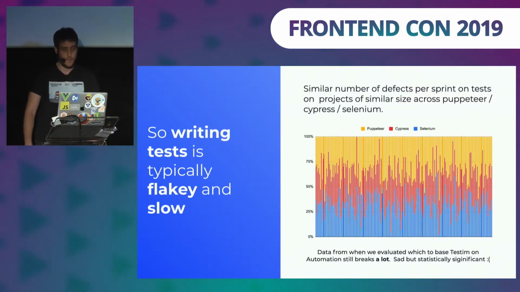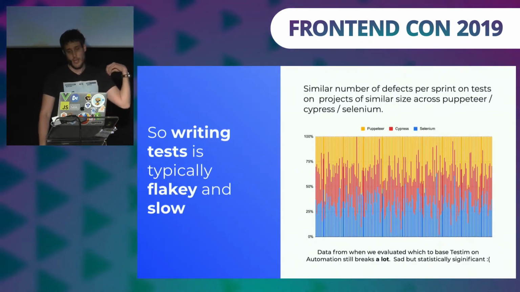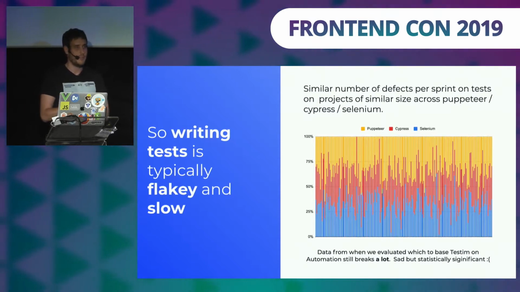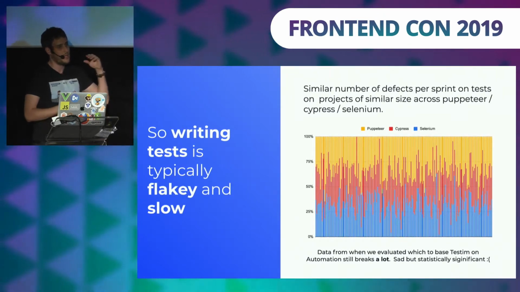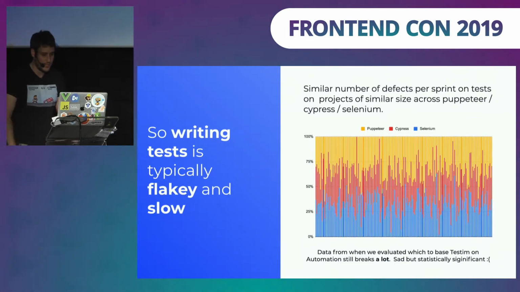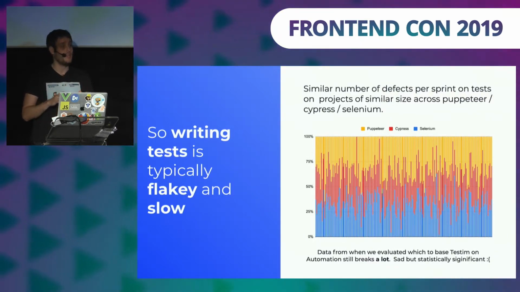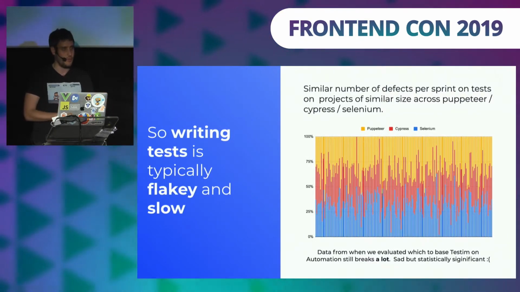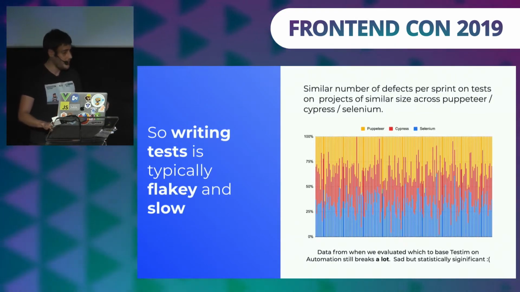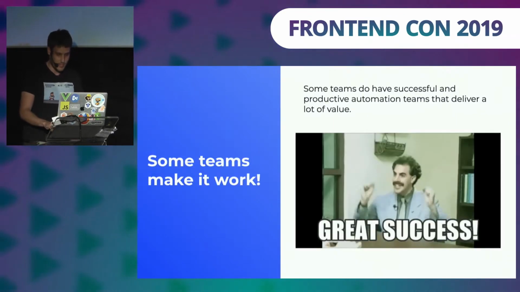When we talked to a lot of teams, when I started to evaluate what to build for the thing I worked on, we interviewed a lot of teams using Puppeteer, Cypress, and Selenium. Those are the tools I evaluated. And there is a similar, constant, high number of defects that all those libraries, those frameworks have. And automation still breaks a lot. We are still not in a place where writing automation is easy and not flaky. And I think that's part of why that 85% number exists.